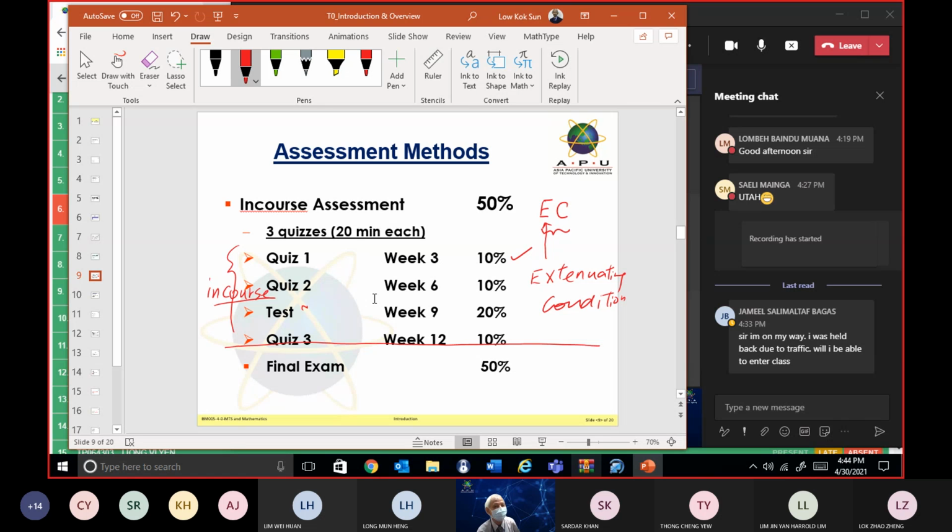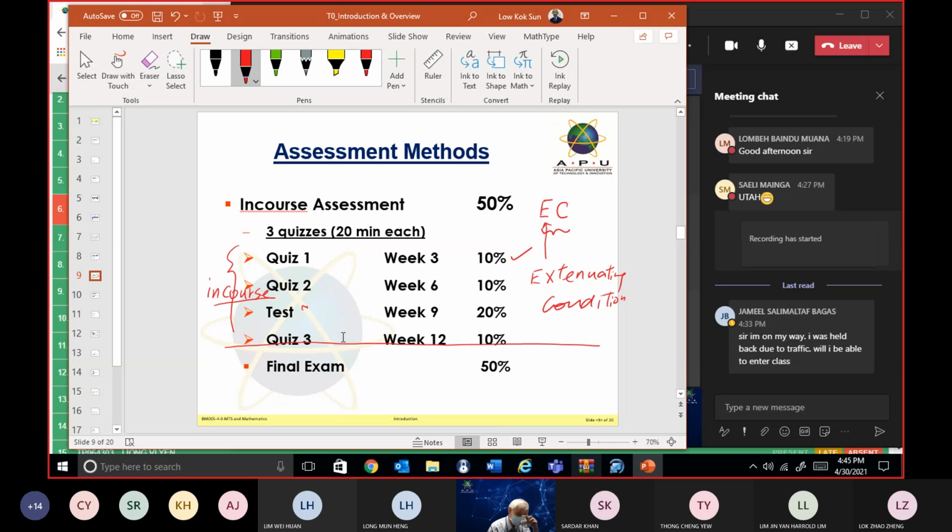So the online class is a bit different, even though you do it at home, in the hall, in the bedroom, or anywhere, we also don't know. But we would expect certain principles, certain discipline to follow. So all of the in-course is 50%.